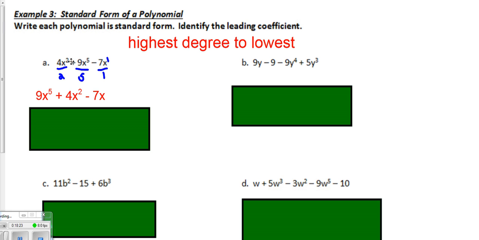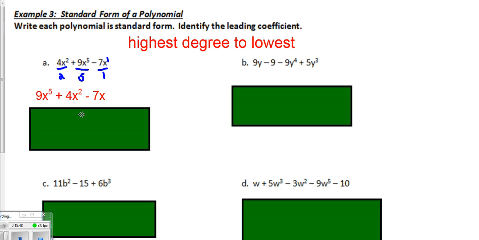It is a positive, because plus 9x to the 5th power. So positive 9x to the 5th. This 4x squared is also positive. There's no negative there, so that's why we have a plus 4x squared. Minus 7x, or negative 7x, so we have a minus right here, 7x. So this is standard form because we have the highest degree first.